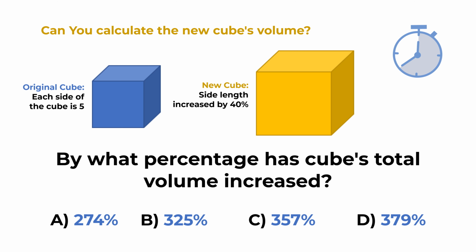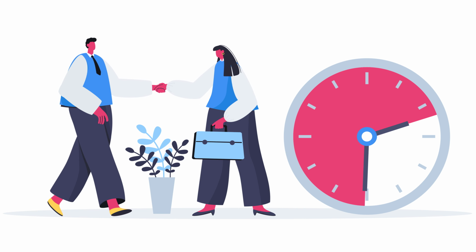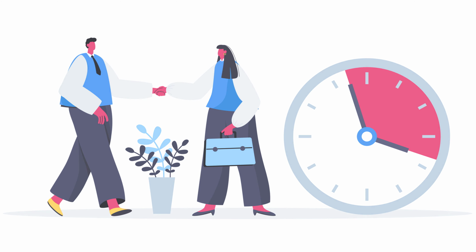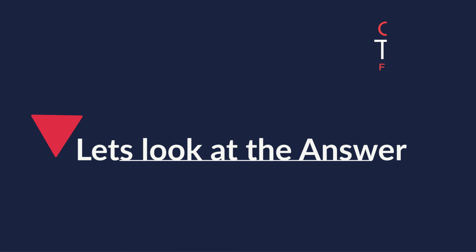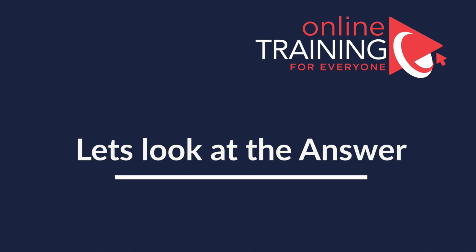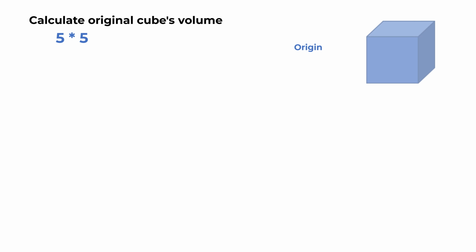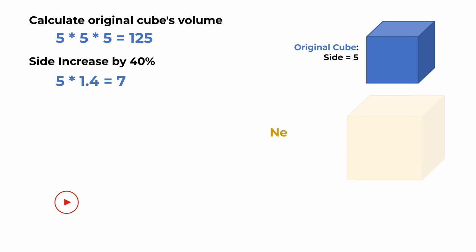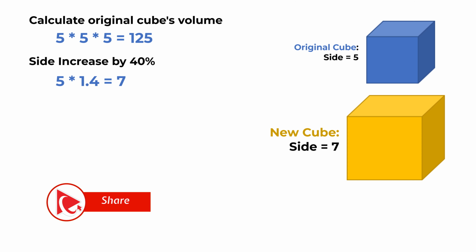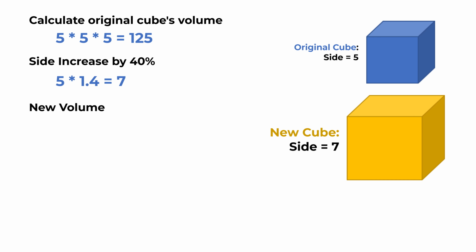Give yourself a little bit of time because the answer to this question may not be obvious. Hopefully you've nailed it, but let's move forward and I'll explain how I solved this problem so we can get to the correct solution together. First thing we're going to do is calculate the original cube's volume. 5 multiplied by 5 multiplied by 5 equals 125. Now let's increase the side of the cube by 40%. 5 multiplied by 1.4 equals 7, which means that the new cube's volume would be calculated as 7 multiplied by 7 multiplied by 7, and the end result will be 343.